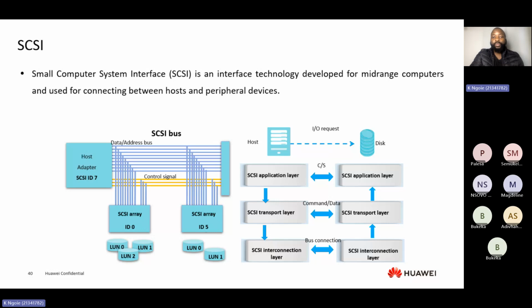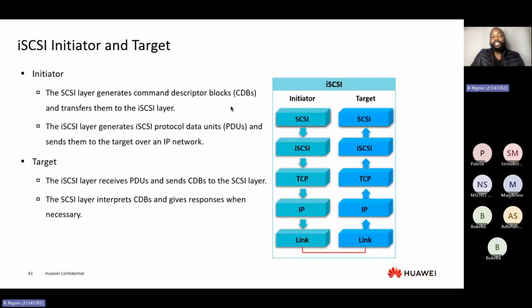All right, so with SCSI, we have the SCSI initiator and target. What are the SCSI initiator and target? The initiator will generate all the command descriptions. All the commands will be generated by the initiator, and then we have the target. The target is where the information is supposed to flow.